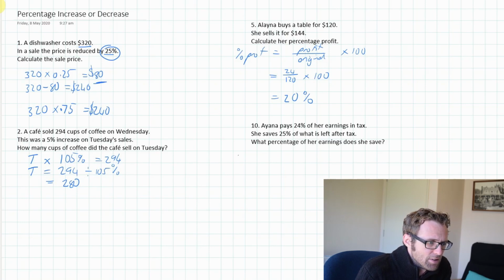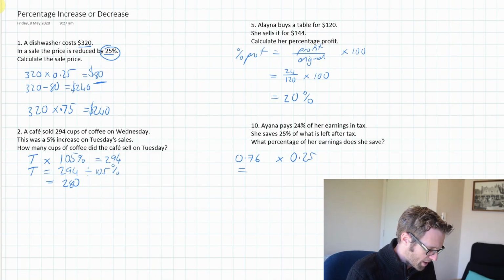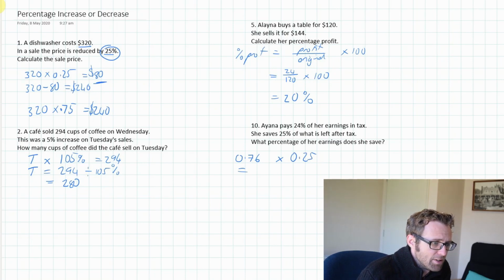So that is 0.76 of her earnings, or 76% is what she gets to keep. Okay, of that 76%, she saves 25%. What percentage does she save? So it's going to be 76% times 25%. A quarter of that, 38, and half of 38 should be 19, I think. 0.25 times 0.76. Yeah, so it'll be 0.19, and we know that 0.19 is 19% of her earnings is what she is saving.